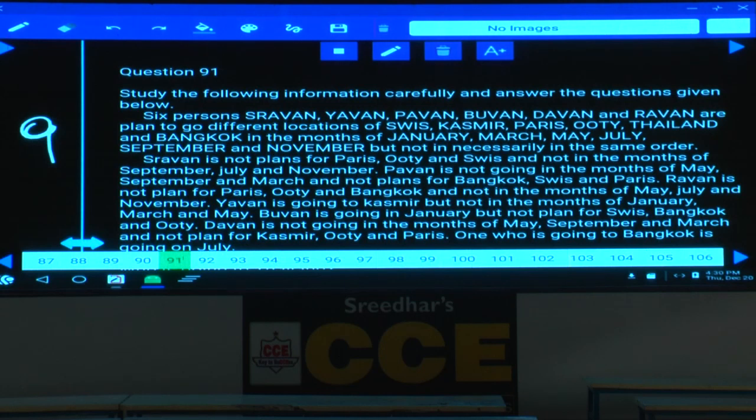Shravan, Yavan, Pavan, Bhuvan, Dhawan and Ravan are the 6 persons who are planning to go to different locations and at the same time in different months. What are the months here? The months are Jan, March, May, July, September and November, but not necessarily in the same order.